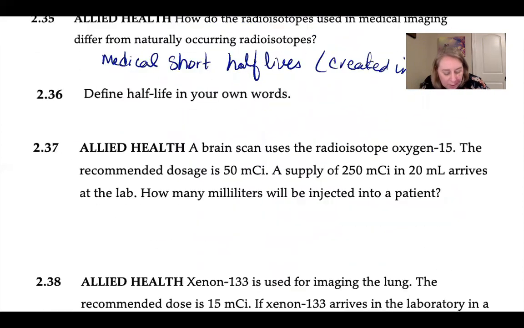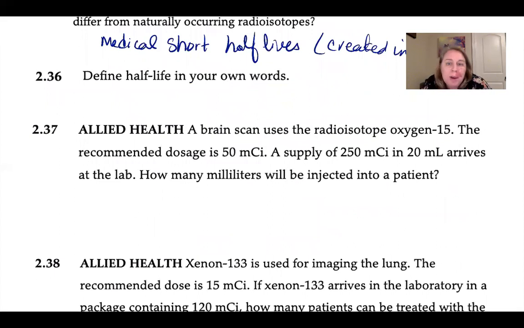All right, let's see. 2.37, a brain scan uses the radioisotope hydrogen-15. The recommended dosage is 50 millicuries. A supply of 250 millicuries in 20 milliliters arrives at the lab. How many milliliters will be injected into the patient?